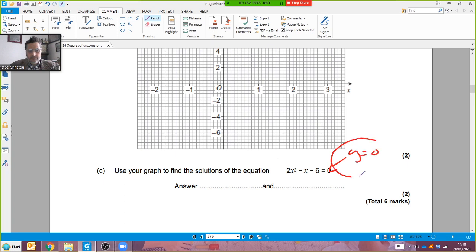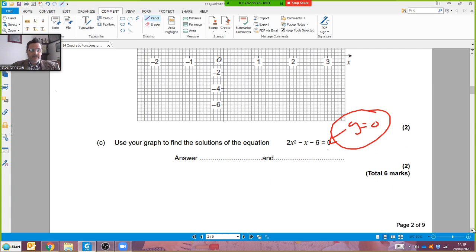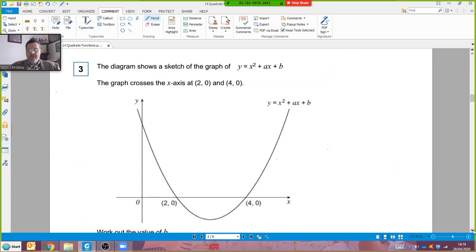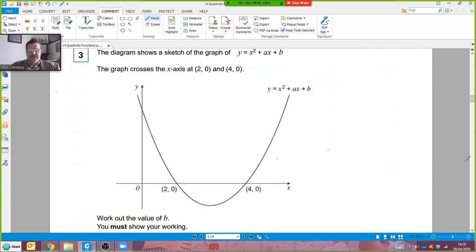See where it touches the x-axis. Yeah, it's the line y equals 0, so it's going to cut through in 2 places, probably 2 places. It's 2 marks. There's probably going to be 2 solutions. Is that all right? Going forward, this looks scary, but it's really, really not.